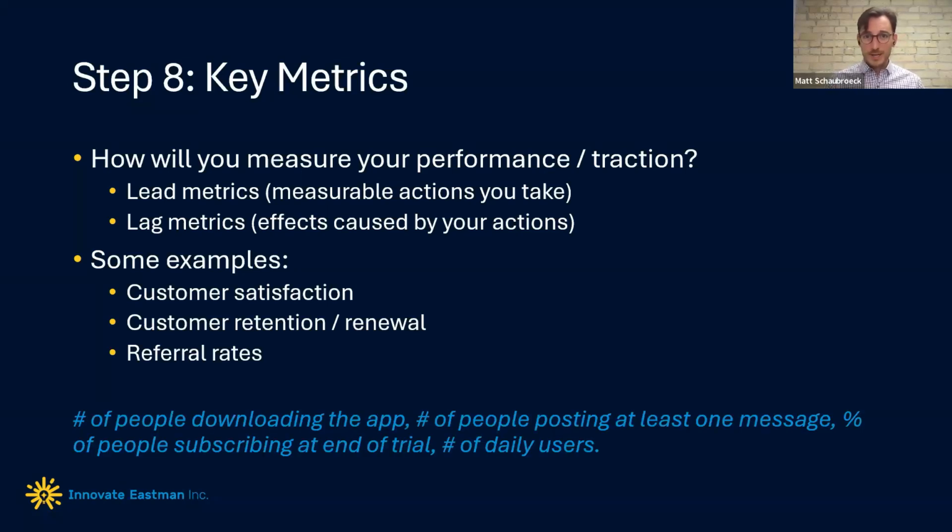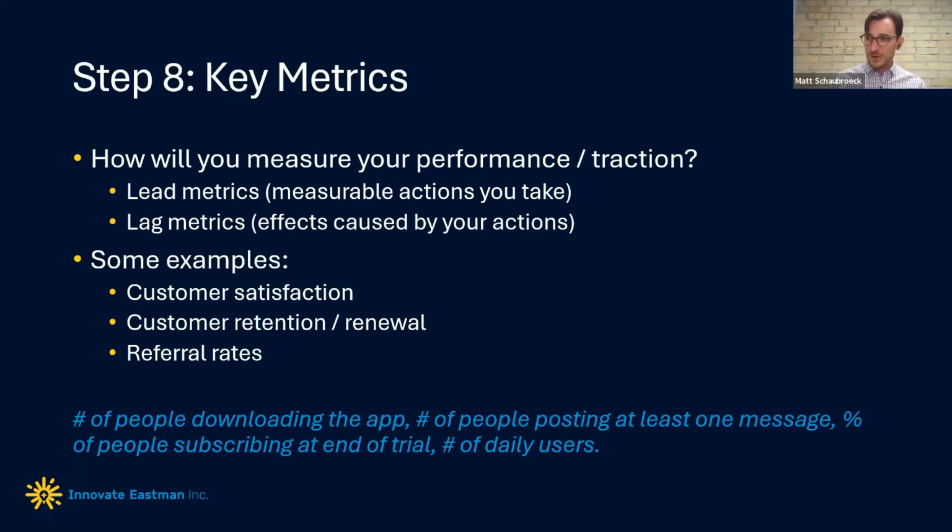So with our company, the metrics that they've looked at are the number of people who are downloading their app, the number of people who are posting a message on the communication side of that application, the percentage of people that are subscribing to the application at the end of a trial period. And for them, what was really important was making sure that they were active users. So not just X number of users, but people who are using it on a daily basis. So a good metric for them was the number of daily users.